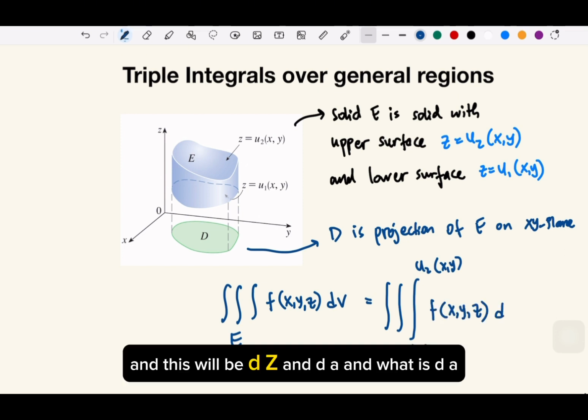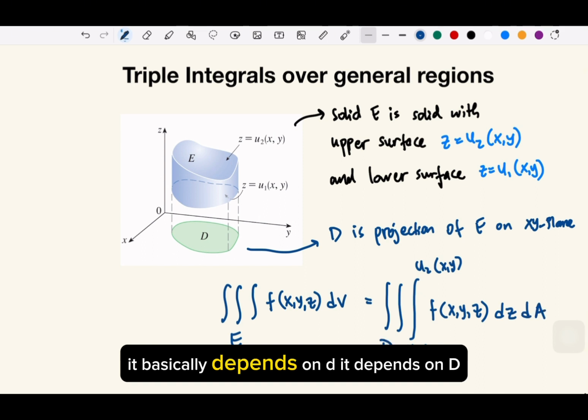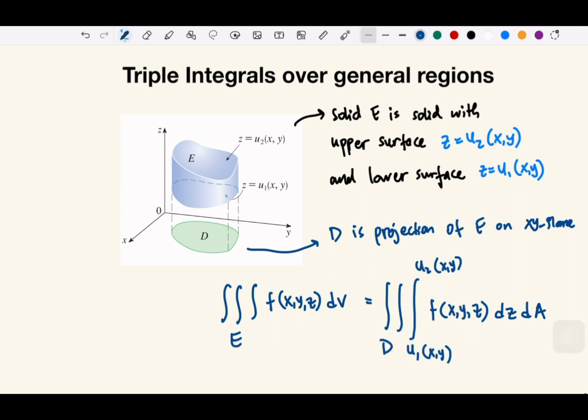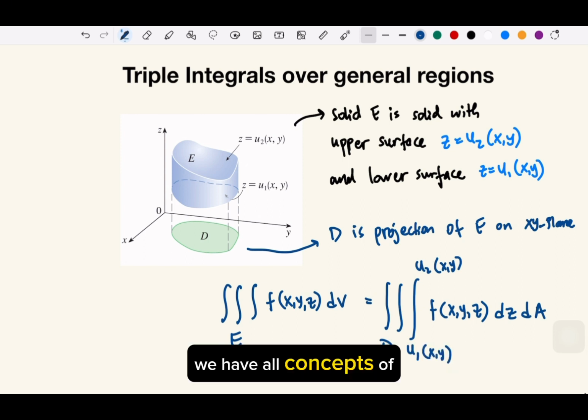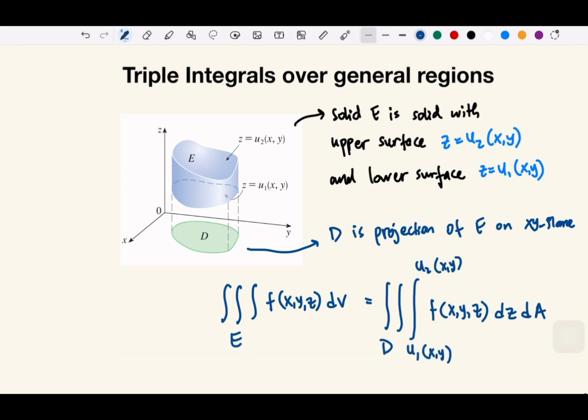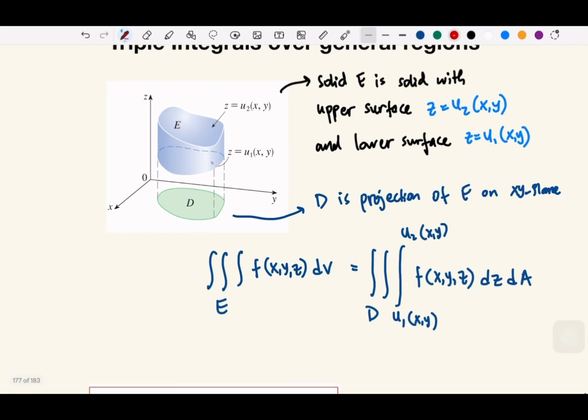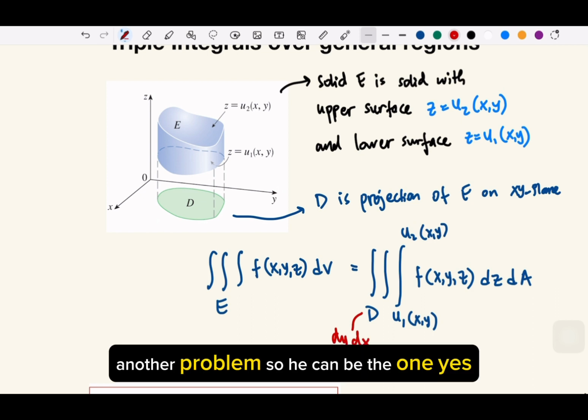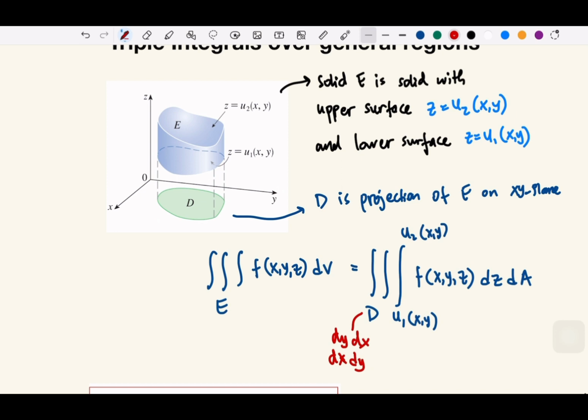And then this will be dz and dA. And what is dA? It basically depends on d. If they are both constant, we don't really care about the order. It can be dx, dy, or dy, dx. So not a problem.